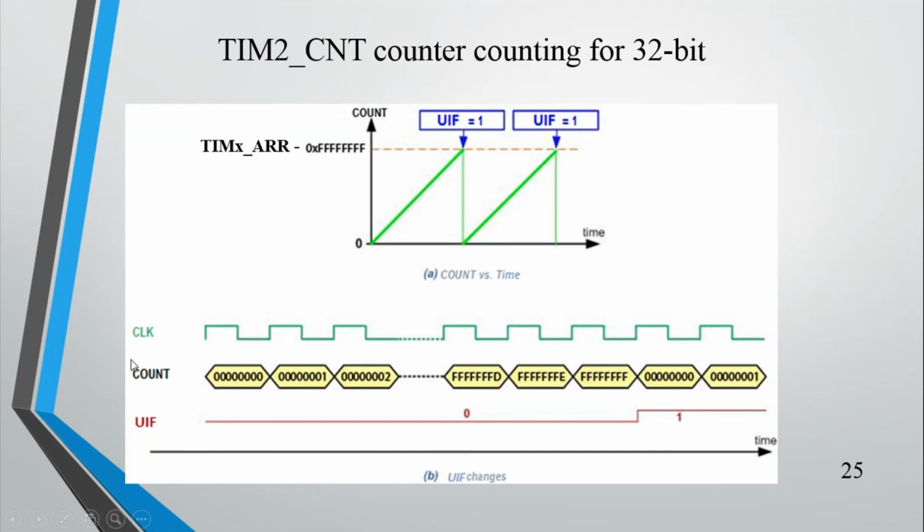You can see that from this timing diagram. Whenever the timer is getting a clock, it will increment 0, 1, 2, etc., up to whatever maximum value you have given, FFFF. After that, it will be rolled over back to 0. So when it is rolling over back to 0, update interrupt flag will be set. Right? Whenever the value of the counter is rolling over to 0, it will be set. So once this is set, you need to clear it manually. That is also you need to keep in mind.